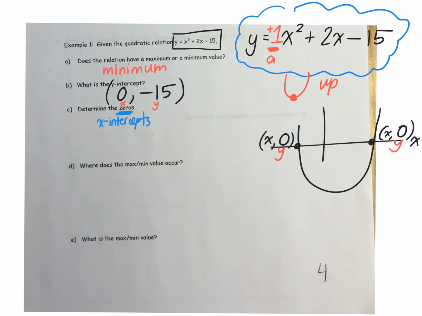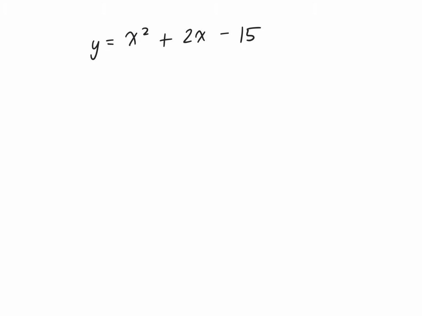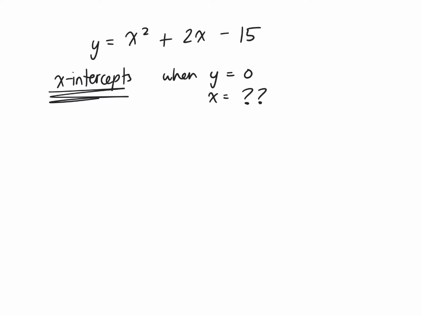So how on earth are we going to figure out the x-intercepts of this? So we're trying to figure out the x-intercepts, right? And we know that it's the value when y is equal to 0. We're trying to figure out what x is equal to. So I'm trying to solve for x when y is 0. So if I write x squared plus 2x minus 15 equals 0, I'm trying to figure out what x is equal to. But right now, looking at that, we can't solve for x, right? Because we have an x squared and we have an x.